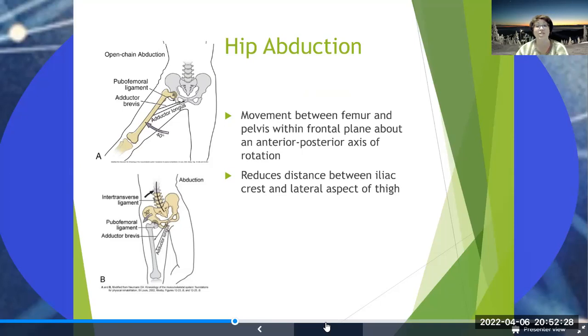So this is a closed chain, pelvic on femoral, hip abduction on the right. It can look like a hip hike on the left. Okay, so you can see how that works. But it's the right hip abductors that are doing the motion in this case.